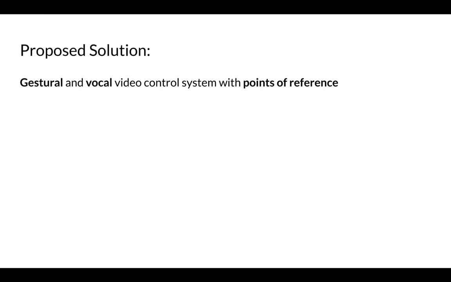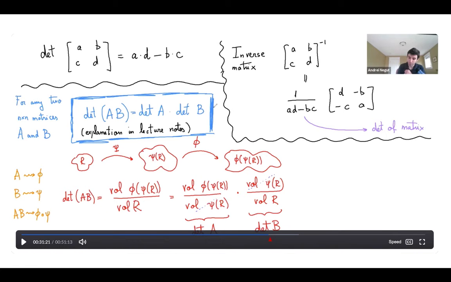I propose a gestural and vocal video control system that makes use of points of reference to help users more easily navigate between points of interest in a video. So here's how it would work. You would hover your hand over the leap motion sensor on your desk and make a tapping motion to create a waypoint at whatever timestamp in the video you are at. So in this case, at around 31 minutes. Then you could pinch and drag your fingers to seek and scrub to whichever point in the video you would like to be at.